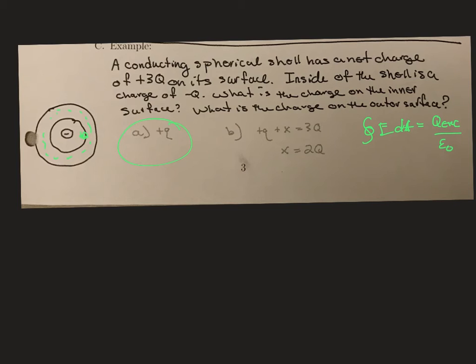And because we originally have a net of 3Q on this conducting shell, whether it's on the inner surface or the outer surface, and we know on the inner surface it's a plus Q, when we rearrange our algebraic expression to solve for what must be on the outer surface, you get 2Q.